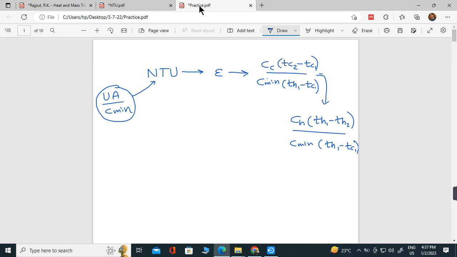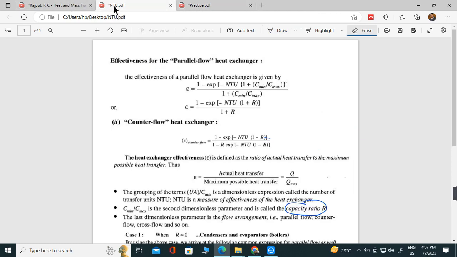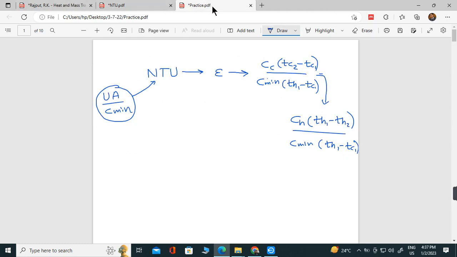Which formula will you use? These are the formulas you can use. Then you will use the effectiveness equation. Effectiveness means actual heat transfer divided by ideal heat transfer. On the upper side we write the actual heat transfer, and here the ideal heat transfer. So this is the equation of effectiveness, and from this equation you can find out any unknown temperature.